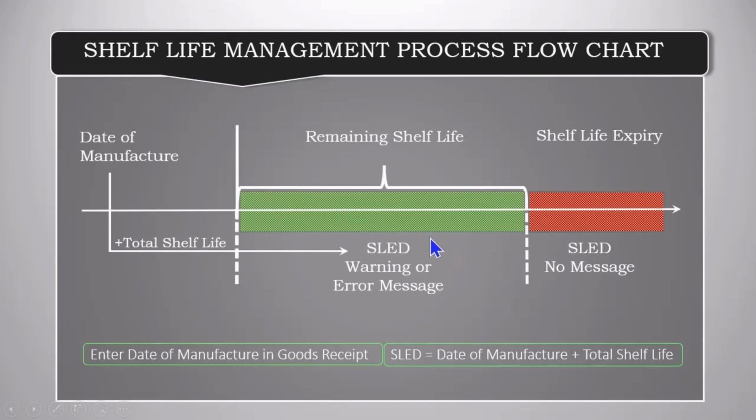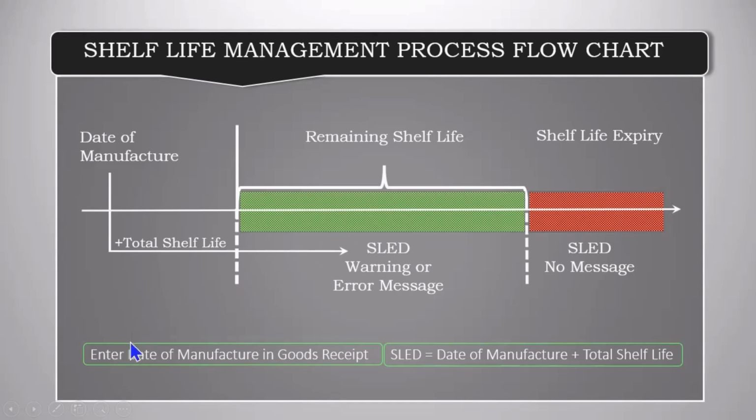So what are the minimum days that should be remaining? In our case, there should be at least 60 days remaining whenever you procure that material. If it is even one day less than 60 days, that's 59 days, the material will be considered as expired. So that's what this diagram is all about.